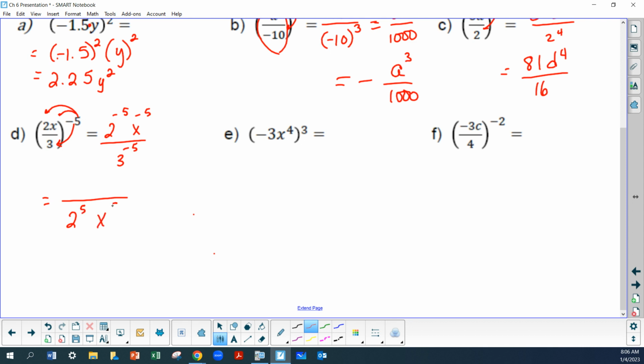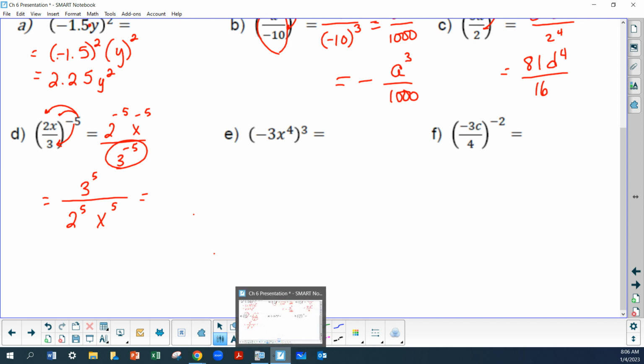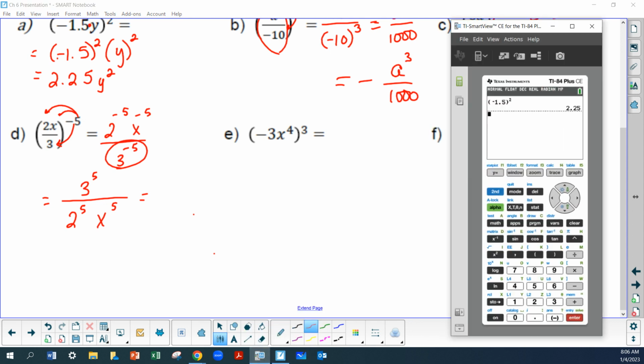X to the negative fifth drops down below. What happens to 3 to the negative fifth? You're right, it moves to the top. That negative bottom will move it to the top. Now, 3 to the fifth, ooh, that's a big one. That might be calculator time for me. 3 to the fifth, I think it's 243, but let's just double check. Yep, 243.